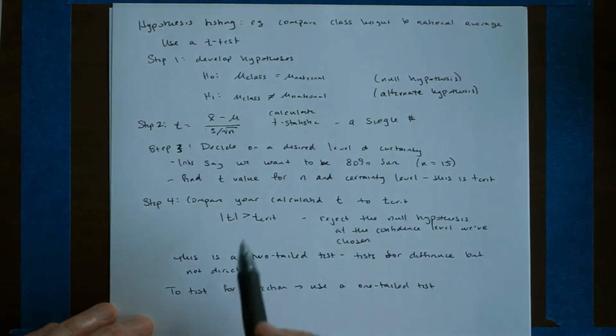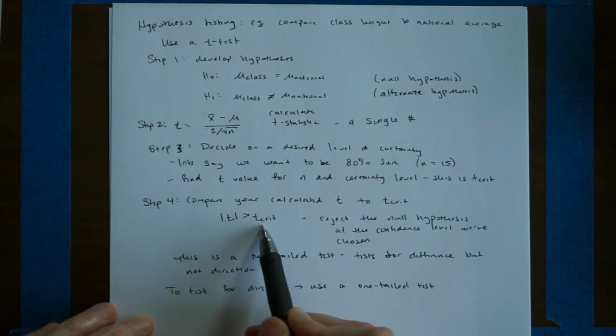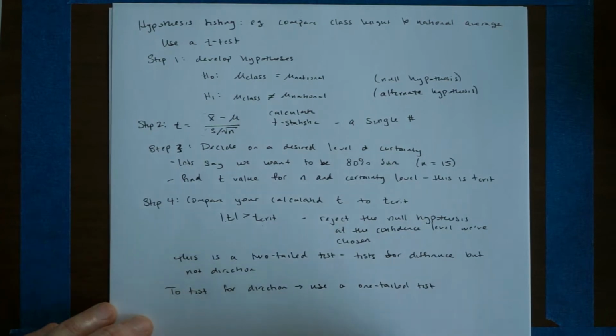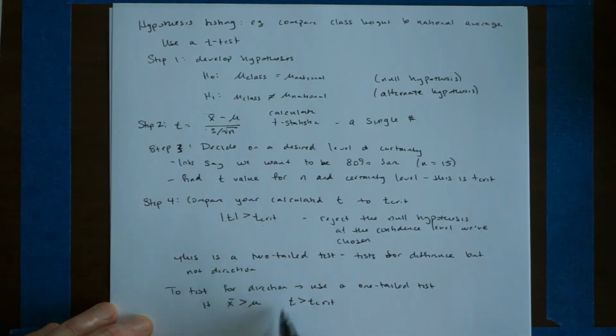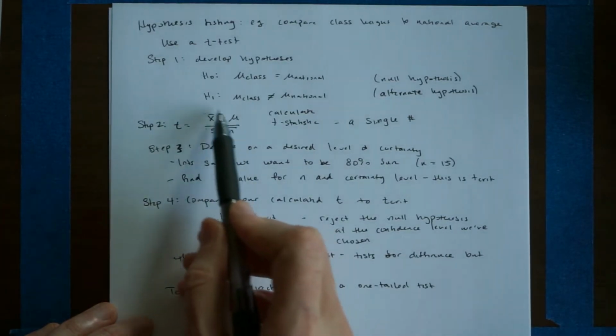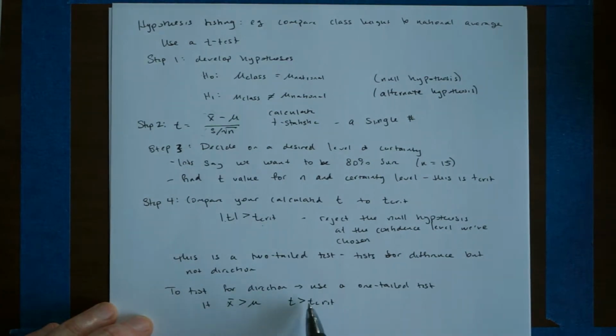So in that case, instead of looking at the absolute value of t as it compares to t-crit, if x is statistically significantly greater than mu, then t should be greater than t-crit. So we remove the absolute values. We expect this to be a positive difference. We expect t to be a positive number, and it has to be bigger than t-crit for us to reject the null hypothesis. If x is less than mu, then we would expect t to be less than negative t-crit.